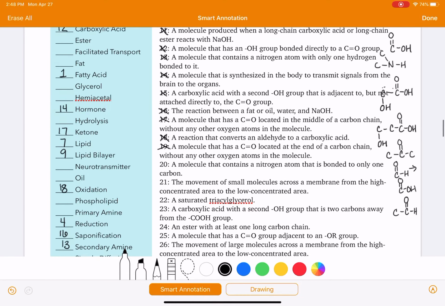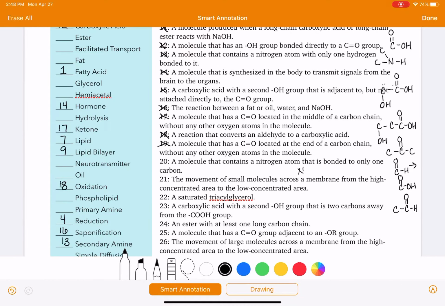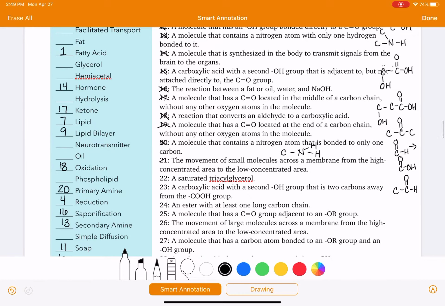A molecule that contains a nitrogen atom that is bonded to only one carbon, so that means it's bonded to two hydrogens. That will be a primary amine. The movement of small molecules across a membrane from high to low concentration, that's simple diffusion. A saturated triacylglycerol. Let's come back to that.